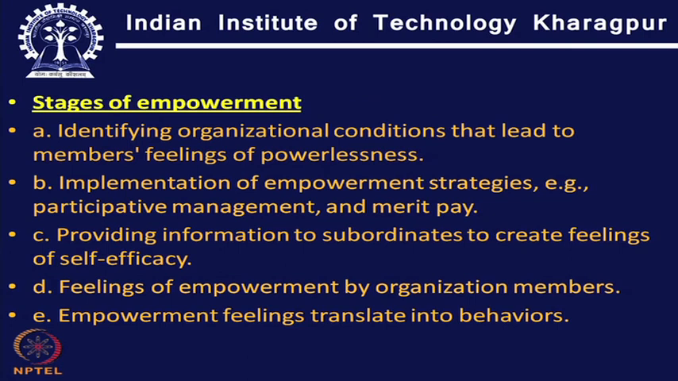The stages of empowerment are: identifying first the conditions that may lead to members' feeling of powerlessness. So, giving of empowerment style like that of participative management and merit pay, and providing information to subordinates to create their feelings of self-efficacy, like to what extent they feel like they can do certain things, and feeling of empowerment with organizational members.